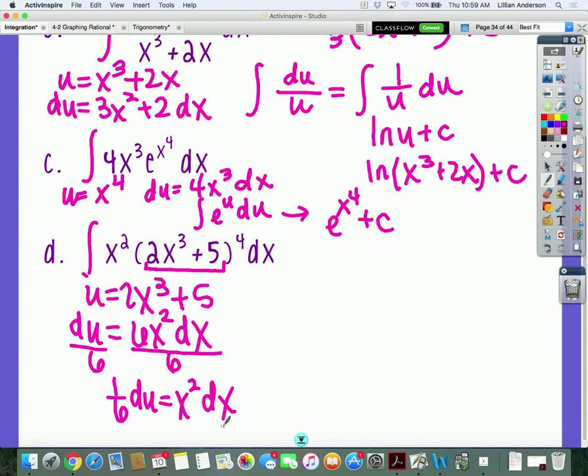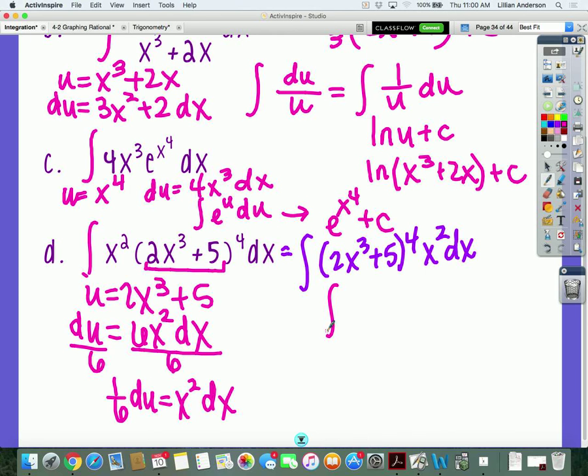Question is what happens after. This is what I want. Realize that this can be written to be like it's just multiplication. So I could really write it like this. So when you go to plug stuff in, you're replacing 2x to the third plus 5 with the u, raising it to the 4th power, times a 1/6 du.